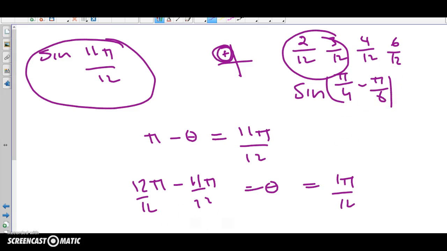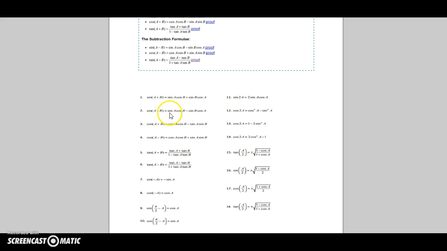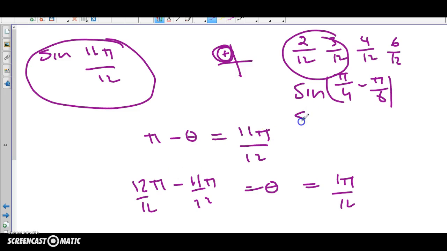Let's go over to this table that I have here. When I'm subtracting, it's sine A cos B subtract sine B cos A. So that's sine of the first one times cos of the second one, subtract sine of the second one times cos of the first one. So let's figure out what that is. I know this is a bit messier, but sine pi over 4, and then cos pi over 6. So let me do the pi over 4s first.